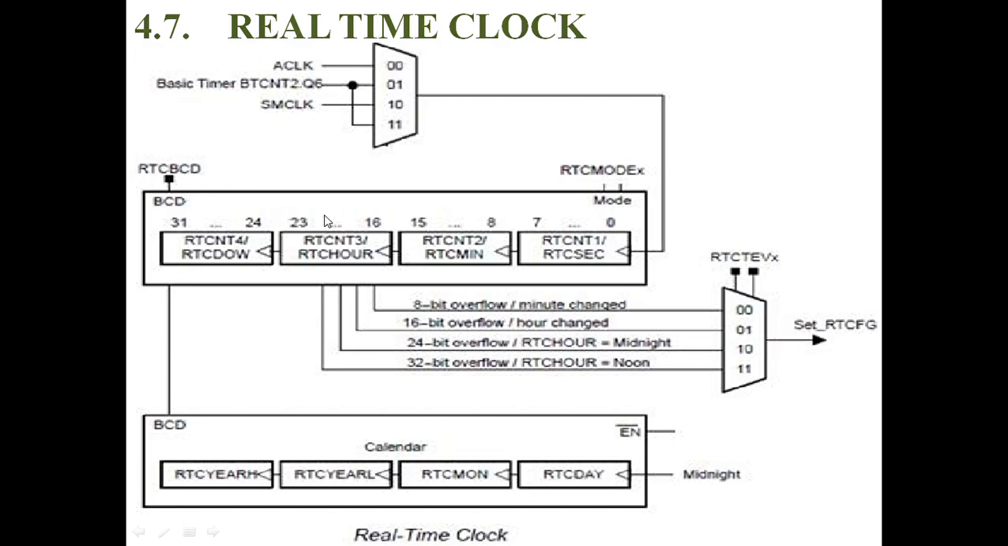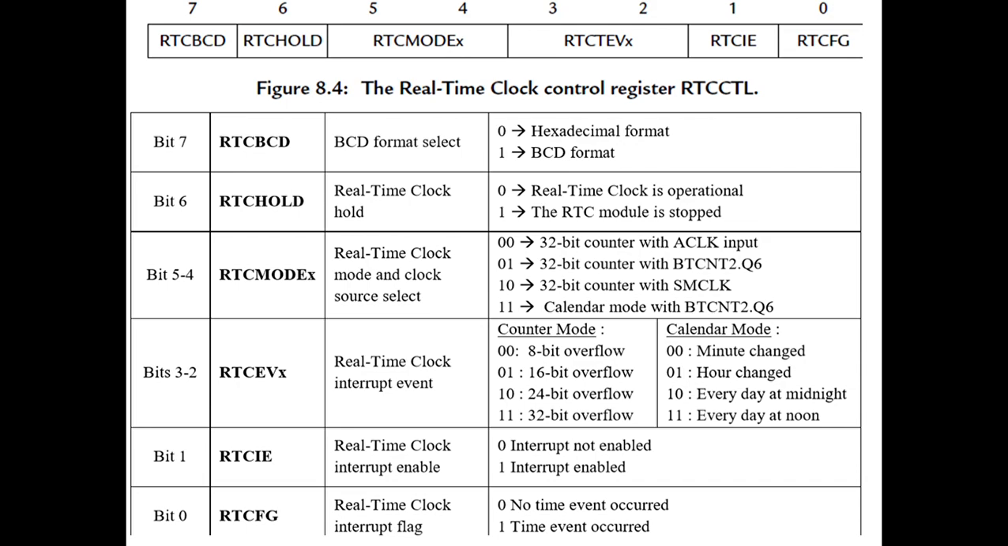So all these things will be controlled by using the control register. It is an 8-bit register. In the first bit, indicating the real-time clock flag, if you want to perform timing operations, this bit value is 1. If you want to enable the interrupts in the real-time clock, that real-time clock interrupt enable bit is 1.